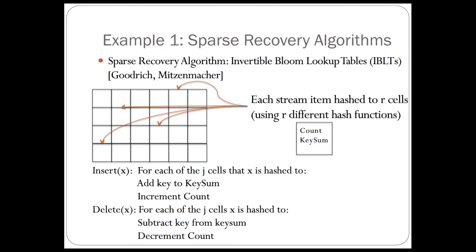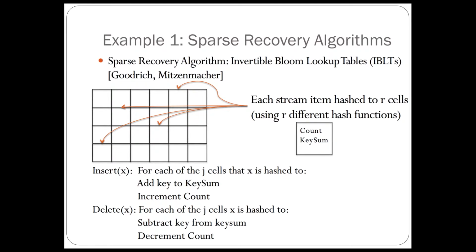So this algorithm is called invertible Bloom lookup tables, or IBLTs, due to Goodrich and Mitzenmacher, and it works as follows. The data structure is just a table of cells, where each cell contains a count field and a keysum field. The count field just stores what it sounds like: it counts all of the items currently living in the cell. And the keysum field stores the sum of all of the identifiers or keys of the items living in the cell.